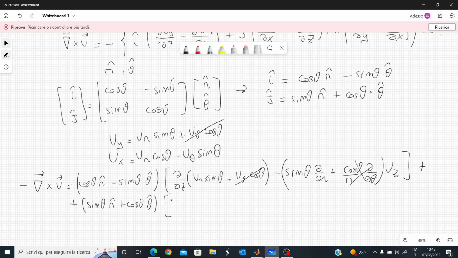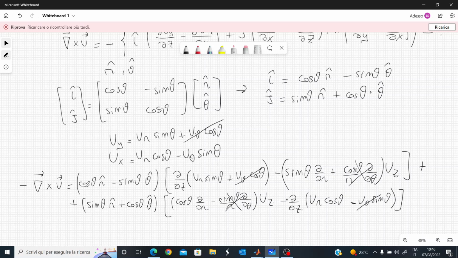And then here you have cosine theta d over dr minus sine theta over r d over d theta uz. This derivative here will also give a 0 contribution because we have d over d theta of uz, and that will give me 0. And then I have minus d over dz of ur cosine theta minus u theta sine theta, and this will give me 0 because u theta is 0.